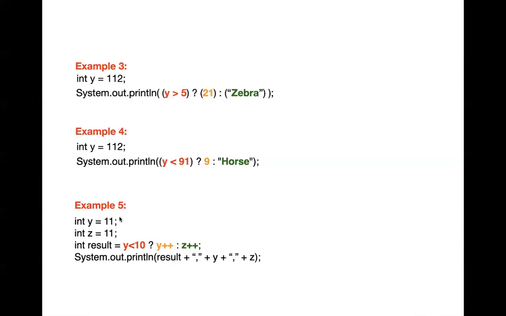Why? I didn't touch y. Oh, this is still 11. And then the value of z has increased. Therefore, it is 12. 11, 11, 12. Are we clear so far?